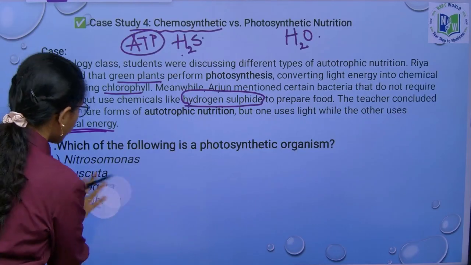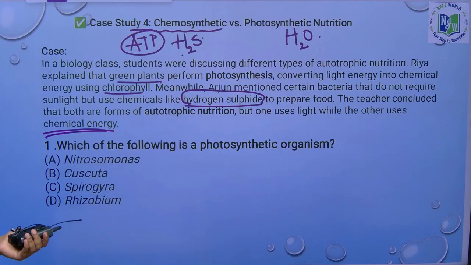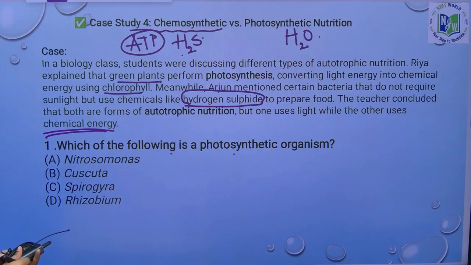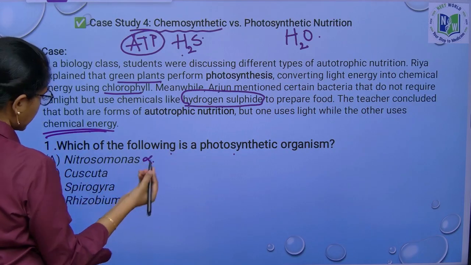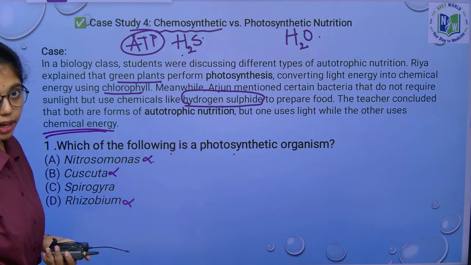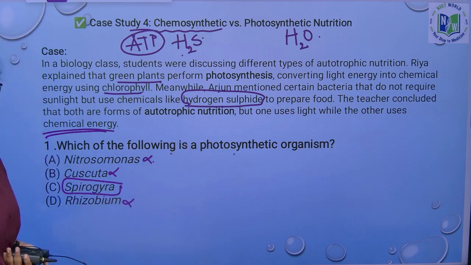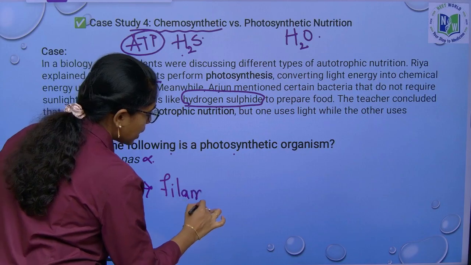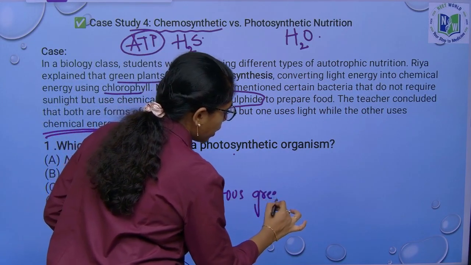Now if we look into the questions with regard to this case study, first, which of the following is a photosynthetic organism? Nitrosomonas, no, this is a nitrogen fixing bacteria. Cuscuta is a parasite, Rhizobium is a symbiont, right? So here Spirogyra is the photosynthetic organism. What is Spirogyra? It is a filamentous green algae.